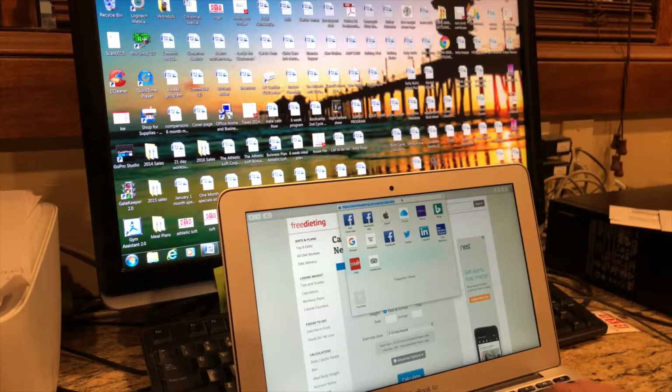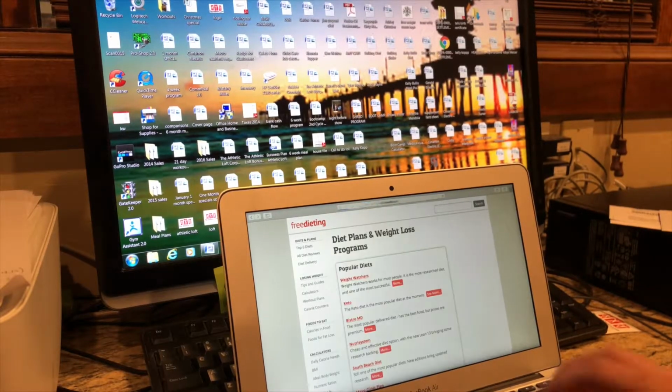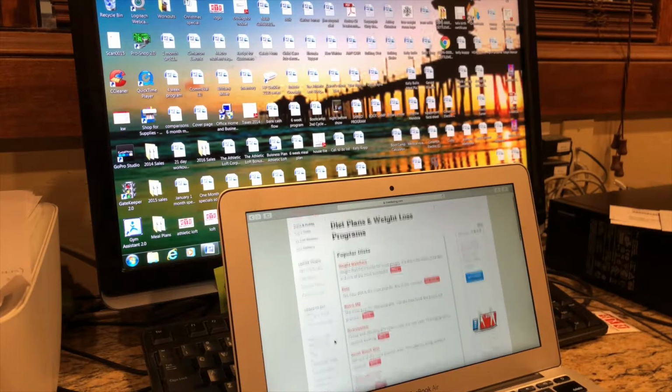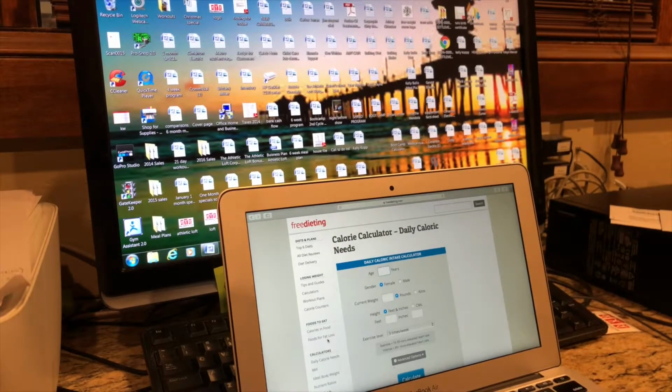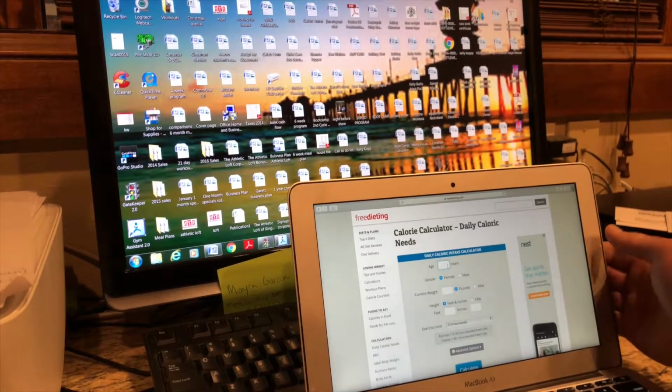So the website I use, I go to www.freedieting.com. Once I'm there, I scroll down to calculators, and then I click on daily calorie needs. Now from here, you got this screen. It's going to ask for your age and just get your general information.